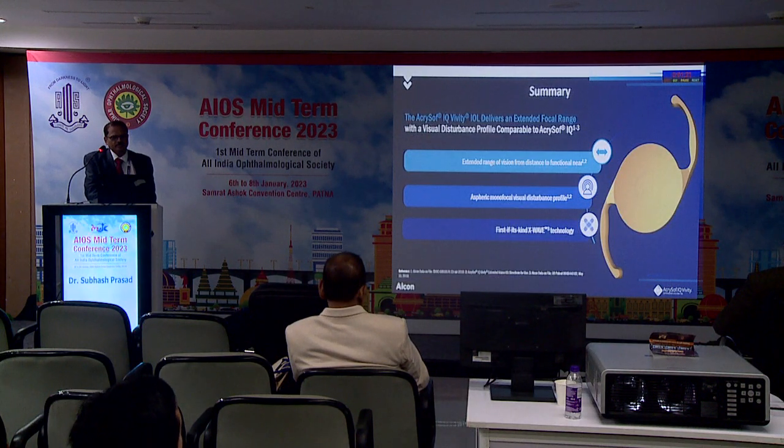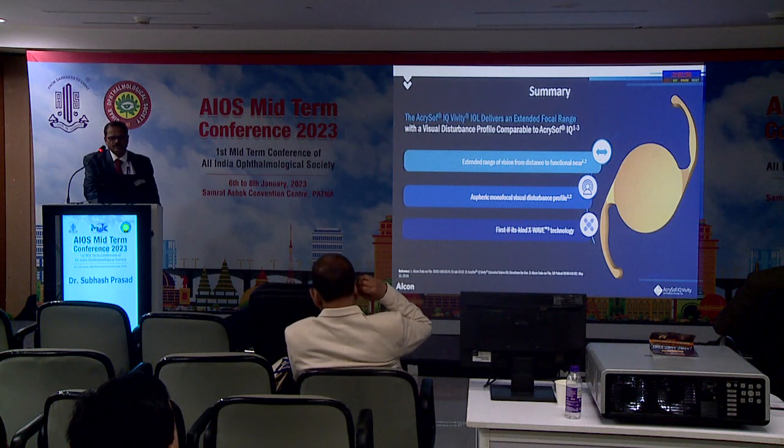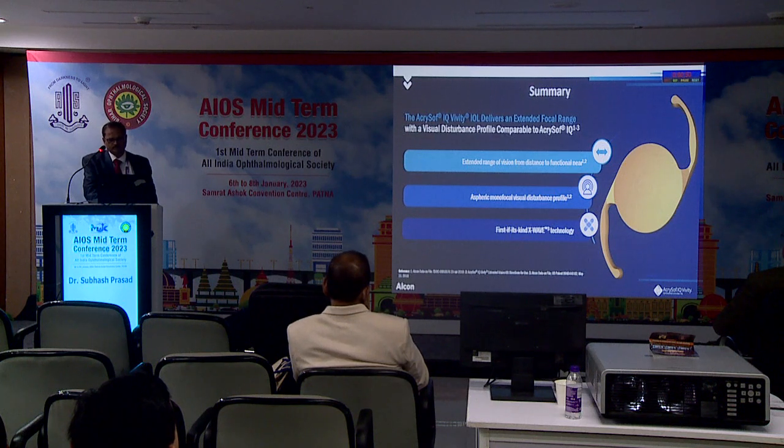So just to summarize, Actresop IQ VBT IOLs deliver an extended focal range with a visual disturbance profile comparable to Actresop IQ. This gives an extended range of vision from distance to functional near, and some of the patients may require near correction. There are the least possible visual disturbances as opposed to many other lenses available, and being the first of its kind, this X-wave technology, I think this lens is going to stay. Thank you so much.